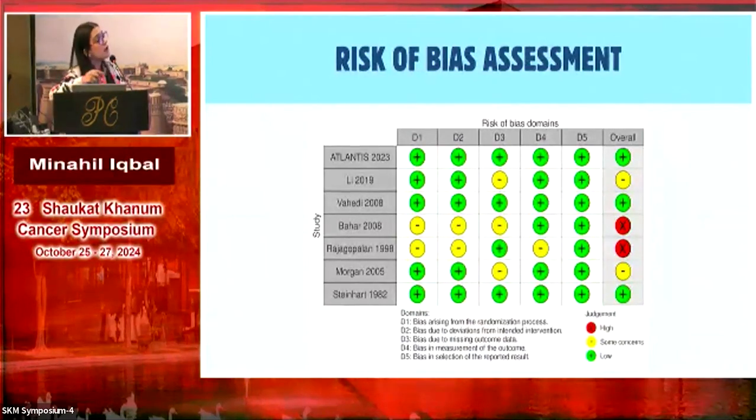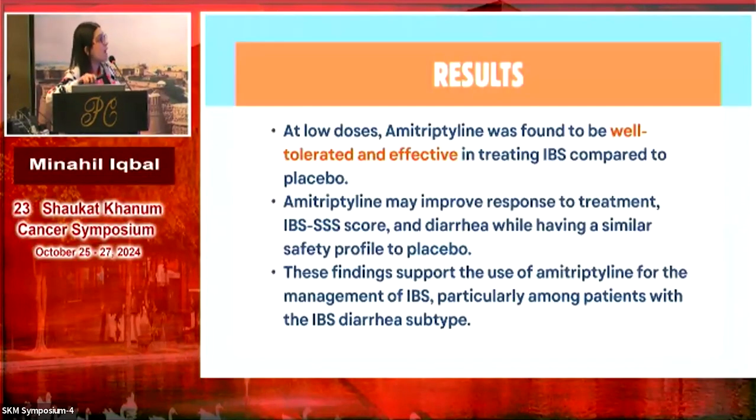So in our meta-analysis, we also conducted a risk of bias assessment. We saw that 3 studies were at low risk of bias, and 2 studies were at high risk of bias.